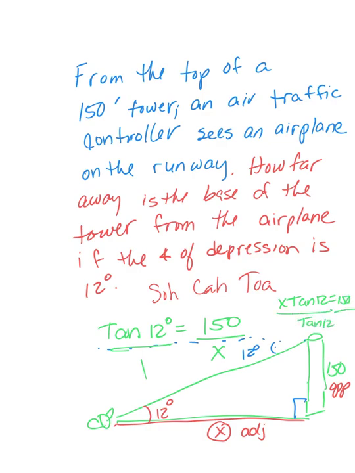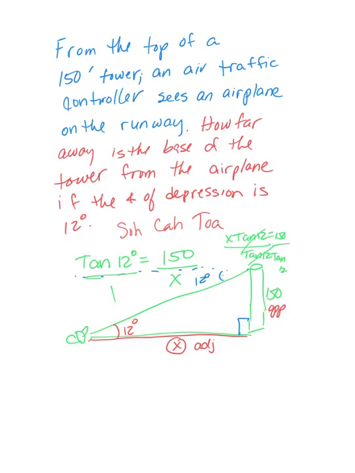Do not pick up your calculator until the X is alone. Got it? So it's 150 divided by tangent of 12. Okay, so it's 705.69 feet away. And that makes sense, right? Because that angle of depression is only 12 degrees. It's going to take him a while to get down from the tower. The plane has to be far away from the tower in order to be able to land and not hit the guy in the tower, right?